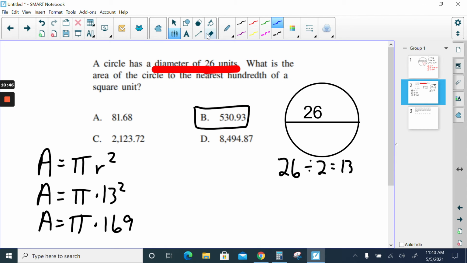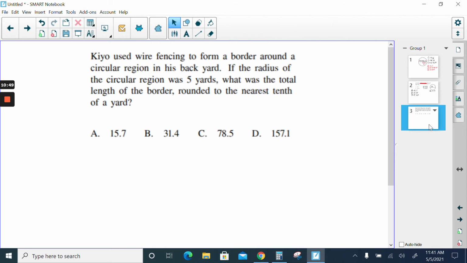So let's try one more. Take a look at one more problem here. Keo used wire fencing to form a border around a circular region in his backyard. If the radius of the circular region was 5 yards, what was the total length of the border rounded to the nearest tenth of a yard? So this is our second question in a row where we are looking at finding an approximate answer. It does not tell us what value of pi to use. It doesn't tell us to leave pi in our problem. It wants us to round our answer to the nearest tenth of a yard.